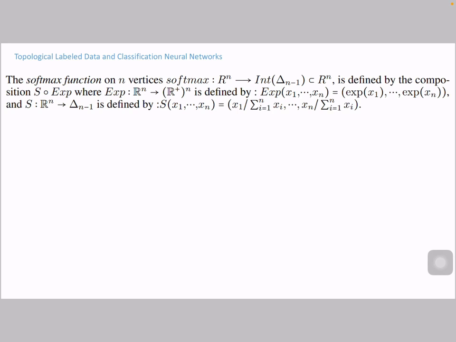The softmax function on n vertices is a function from R^n to the interior of the n minus 1 simplex, and it's given by a composition of two simple functions. The first one is the exponential function: given a vector on n coordinates, you apply the exponential function coordinate-wise. The second is a normalization function that takes the summation of all those coordinates and then divides by the summation.